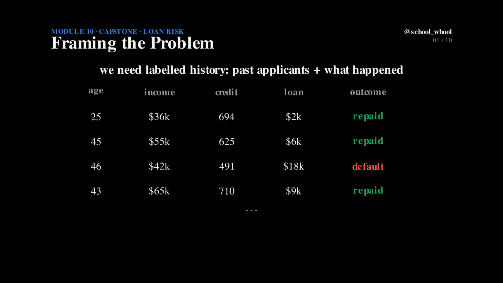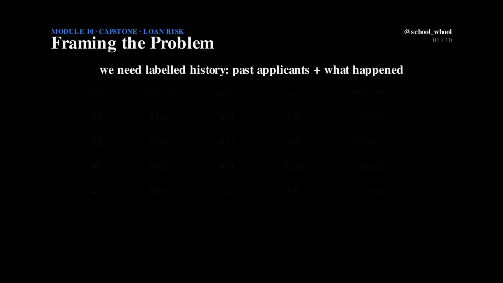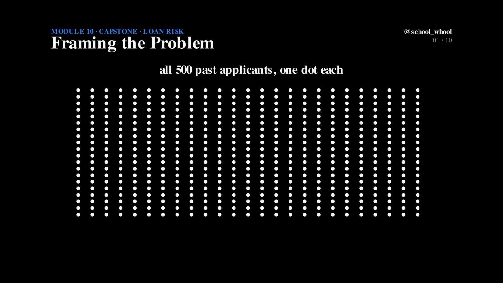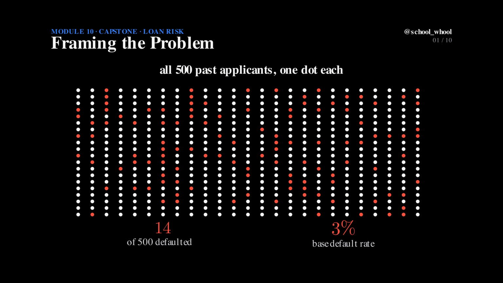Here is that history: 500 past applicants from our dataset, 1 dot for each. Right now they all look the same. But we know how each story ended. Let's color the ones who defaulted red. Counting them up. 115 of the 500 defaulted. That's a base default rate of 23%. Remember that number, it's the ground every model stands on.